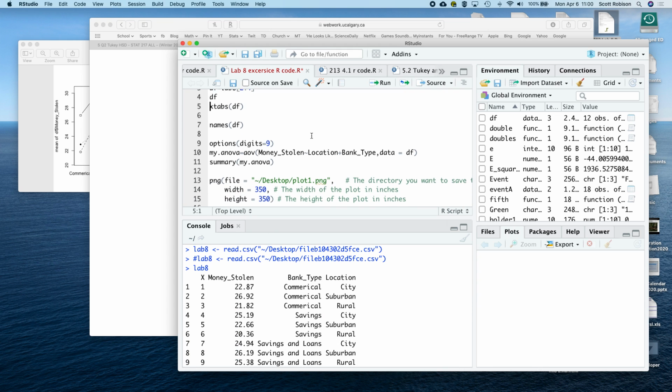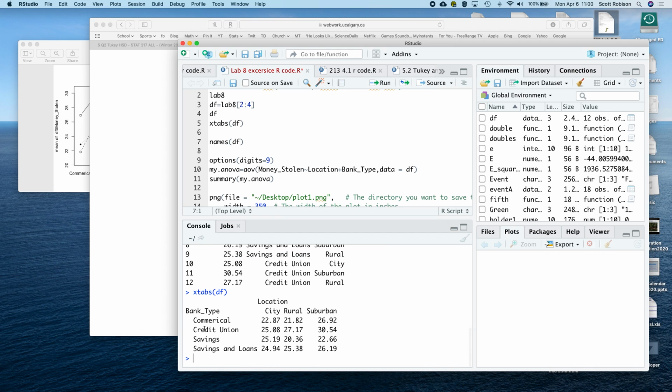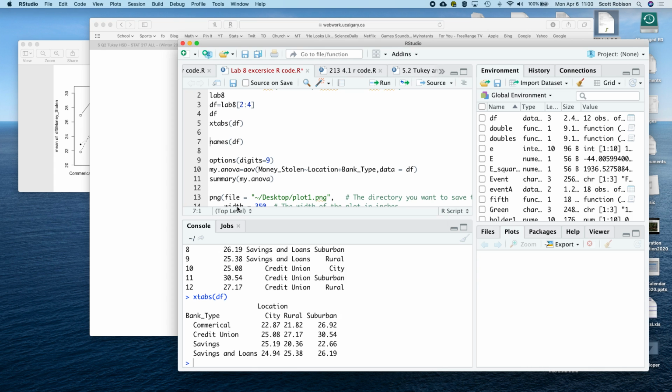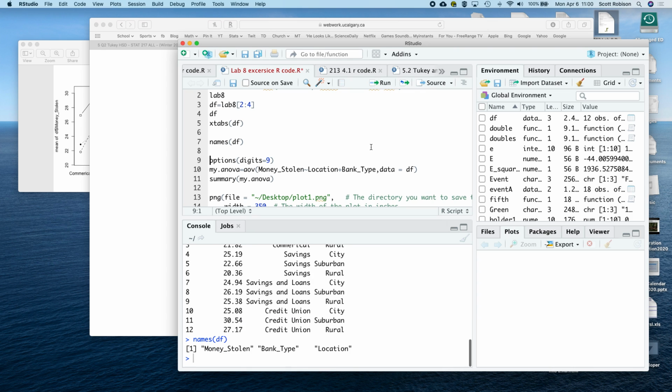2, 3, 4, 5. Okay, some other things that you could do if you have this raw data in stacked form, you could use the xtabs command to basically put out the same table as you've got here. And if you would like to know what the names of the columns were, one thing you could do, of course, is just rerun your data frame and look at what the names are. Or you could actually use the command called names of your data frame, which tells you what the names are.